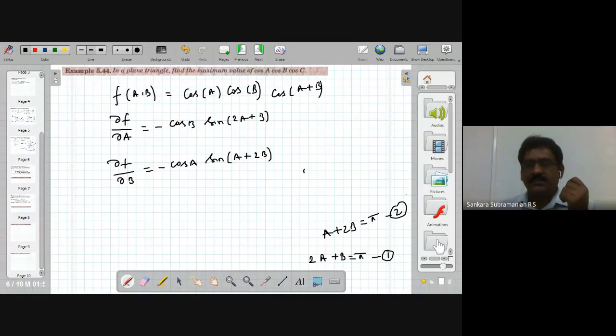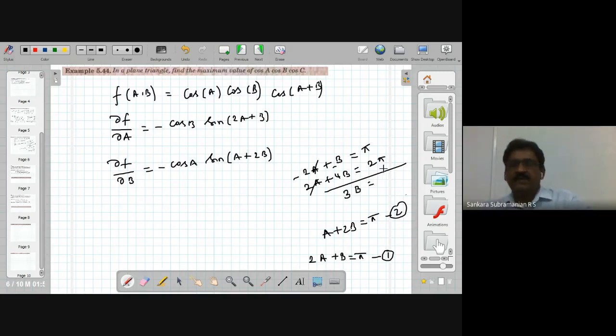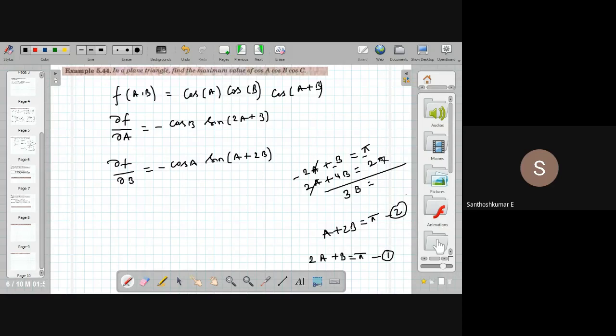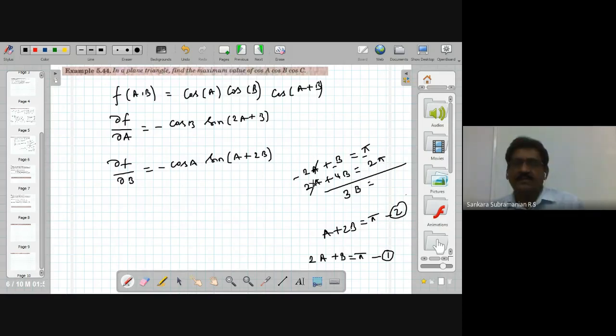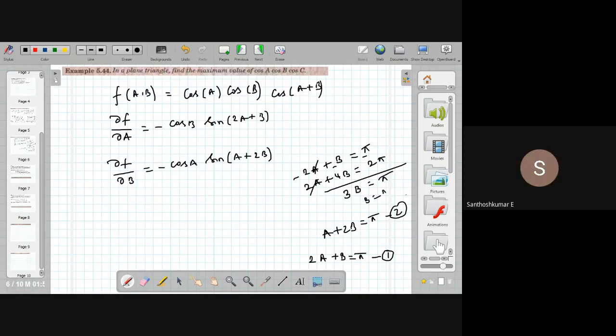So 2a plus b equal to pi, this is equation 1. Again multiplying equation 2 with 2, you get 2a plus 4b equal to 2 pi. Okay, so subtracting, you get 3b equal to pi. This is minus minus minus pi. So b equal to pi by 3.